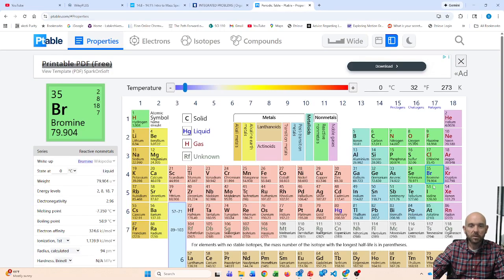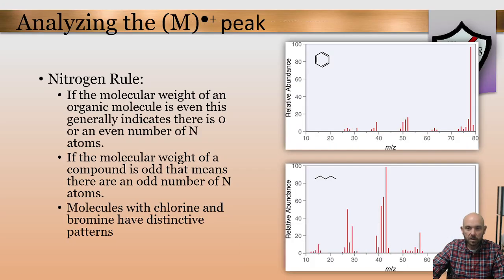Oh, sorry, I have that backwards. So bromine is rounded to an even number, 80, and chlorine is in the middle, 35.45. So that's really close to either 35 or 36. So depending on how you consider chlorine, it can be odd or even. So you might say, well, what if it's got a chlorine atom? And the answer to that is, in just a moment we'll talk about how chlorine and bromine have distinctive patterns where we can identify when and if a chlorine atom or a bromine atom is present from a mass spectrum.